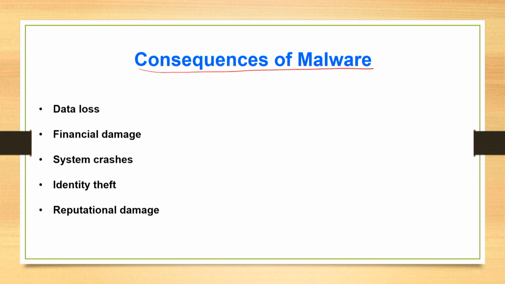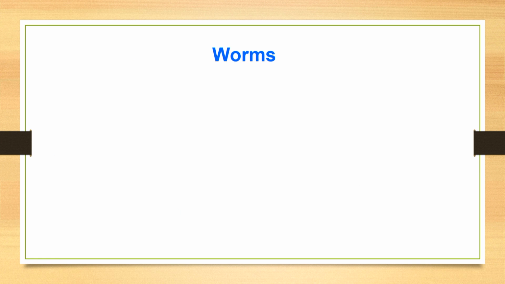What are the consequences? It may lead to data loss, financial damage, system crashes, identity theft and reputational damage. So, because of that protection is required. These are going to harm the data as well as the information in the network. There are different types of malware. First malware is the worm.